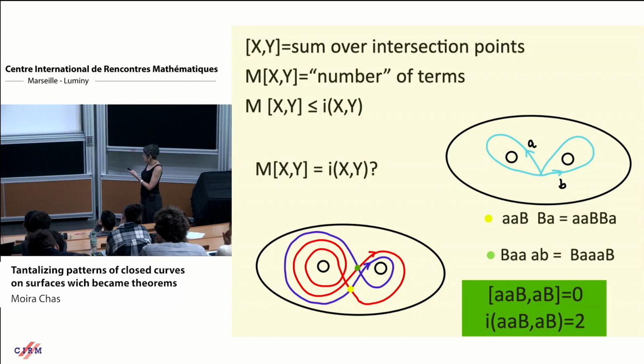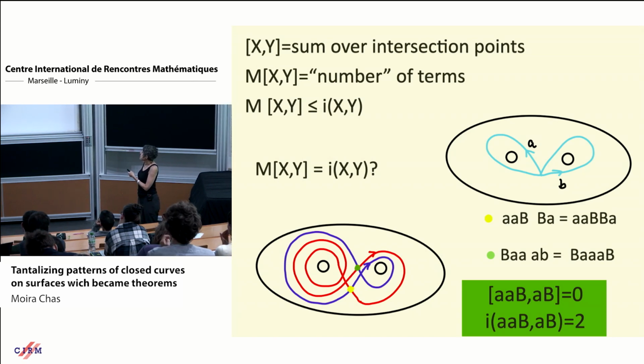And if you do the one for the green, well, it's quite similar. It's BAA, AB. And this should be a capital B. I don't know why it's a small b there. Well, these two as cyclic words are the same. And the signs, you can check, are opposite. So the bracket is 0, but the intersection point is 2. These points, you know, there's no way to remove them.